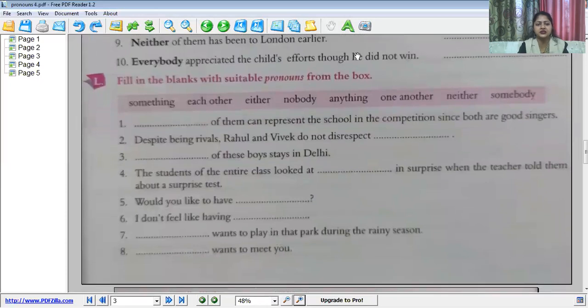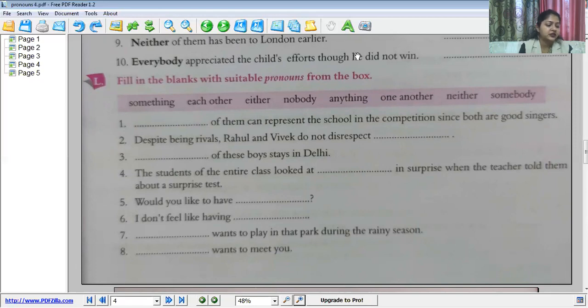Let's see the next exercise of 8 sentences that we will be doing. Fill in the blanks with suitable pronouns from the box. Okay. Now there's a help box which is given to you and you have to choose and write. The first one: either of them can represent the school in the competition since both are good singers. The next one: despite being rivals, Rahul and Vivek do not disrespect each other. The third one: neither of these boys stays in Delhi.